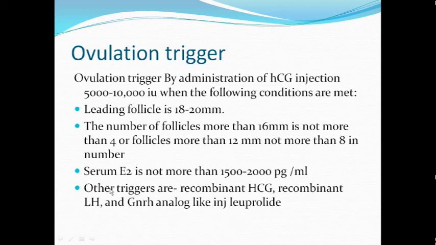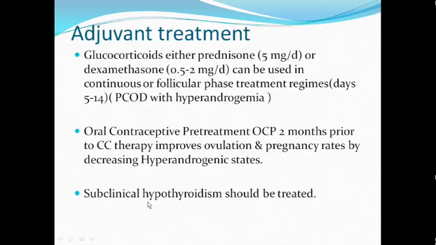So after the ovulation induction, when your patient has started folliculogenesis and your follicle is reaching this size, you can give injection HCG for ovulation. Apart from HCG, you can use these drugs: GnRH analog or recombinant LH also. Some other adjuvant therapy may be required.